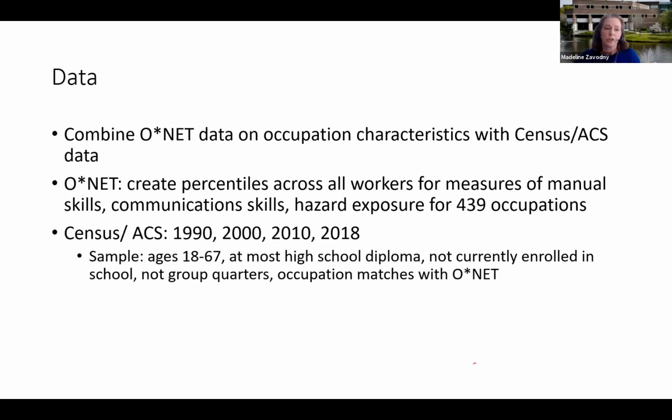The more educated group is really interesting, but in general, their jobs are better already, right? There's not a lot of hazard exposure there, which is one of the bigger contributions of the paper. We look at ages 18 to 67, not enrolled in school, not in group quarters, and your occupation matches, which almost everybody does.